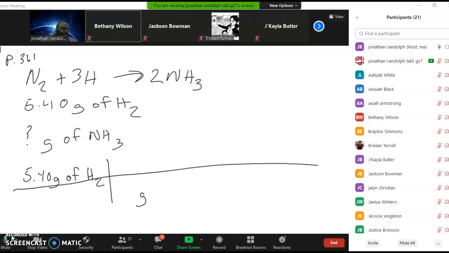So grams of H2. In order to work this problem out, and on most of these problems, we'll have to use the conversion unit. In other words, what you'll have to do is convert to moles. So in this case, 2 grams of H2 equals 1 mole of H2.